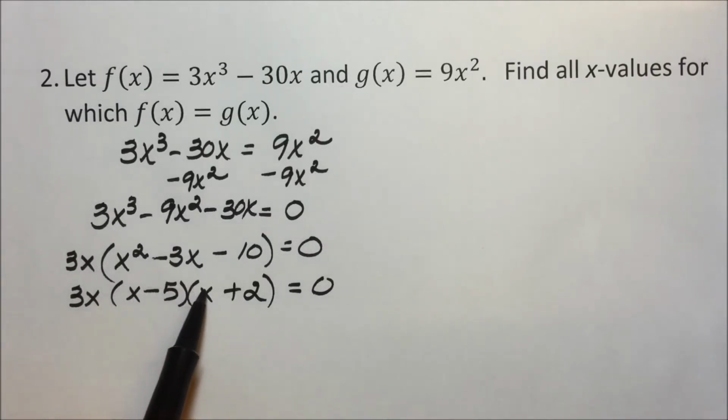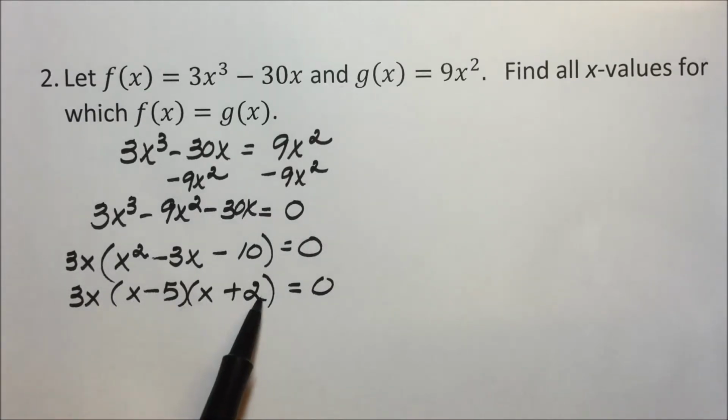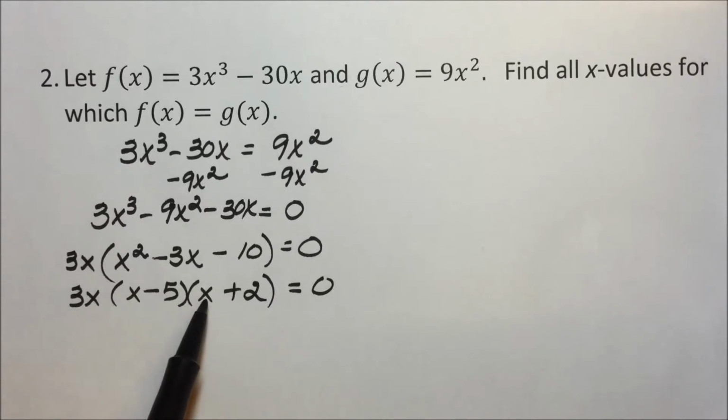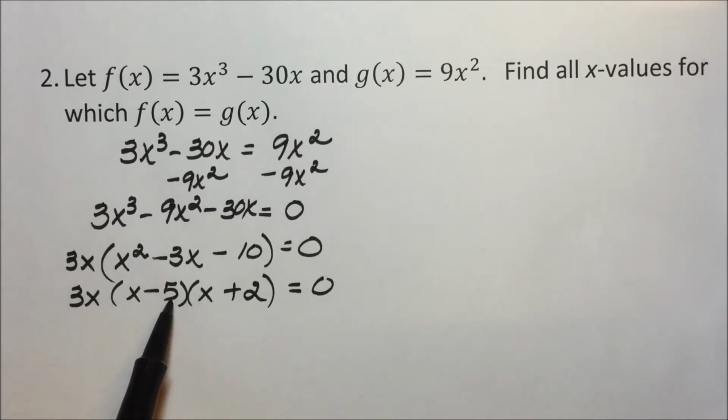Again, a quick multiplication. First terms, there's the x squared. Outside would be a 2x. Multiplying your inside terms would be a negative 5x, which do add up to be the negative 3x. And then last terms multiplied together is the negative 10.